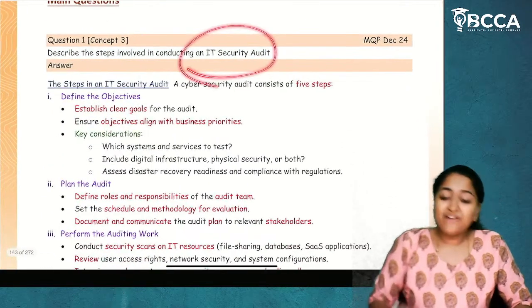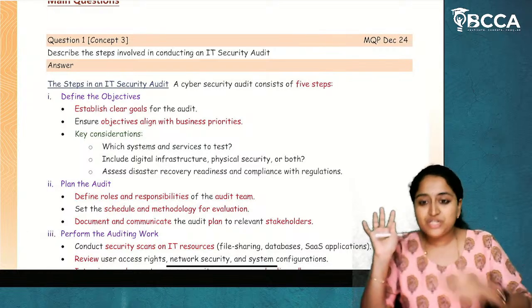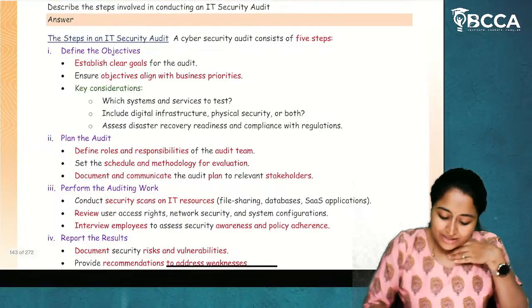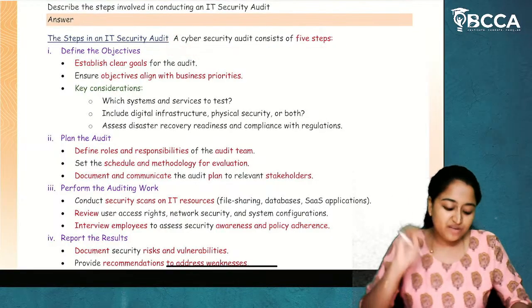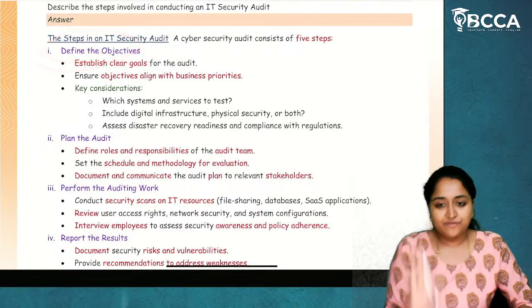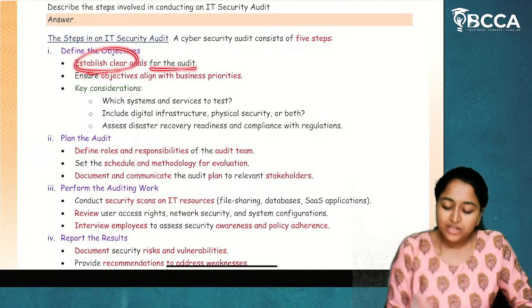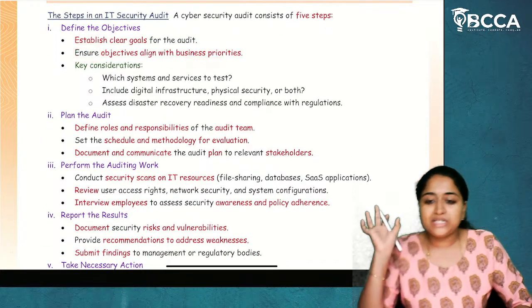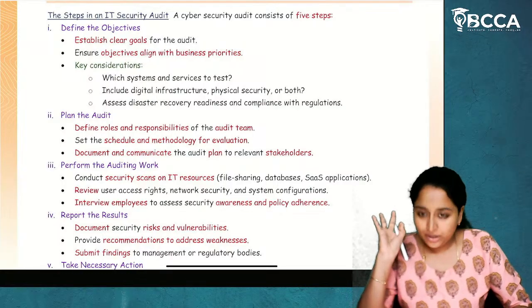Now, here they have asked about IT security audit. So entirely it will be about the information technology system. The steps in IT security audit: a cyber security audit consists of 5 steps. Now, what are these 5 steps? First, define the objectives, for what purpose you are going to do the audit. Establish clear goals for the audit. Ensure objectives align with the business priorities. What the business wants, based on that only you are going to do the audit.